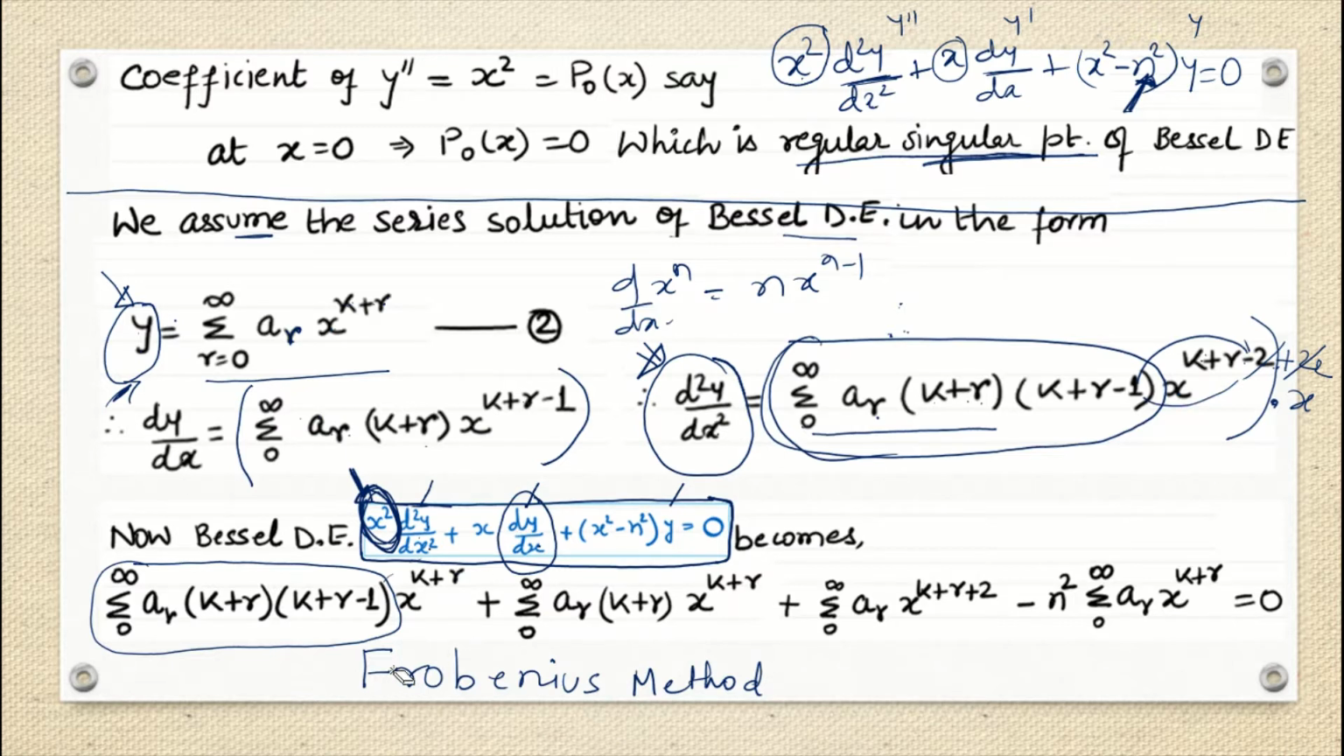Fine. Now what will be my second term? The second term says that I have to write dy by dx into x. dy by dx is here. So sigma 0 to infinity a_r, k plus r, everything is written as it is. Just I am going to multiply x. If I am multiplying x here, that means x to the power 1, that means minus 1 plus 1, correct? So it will give me x to the power k plus r only.